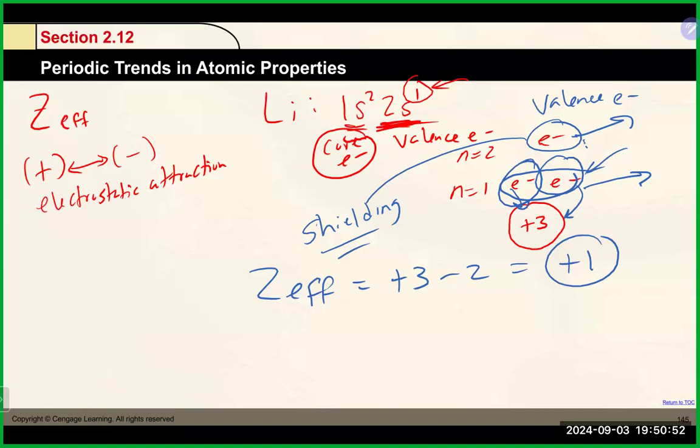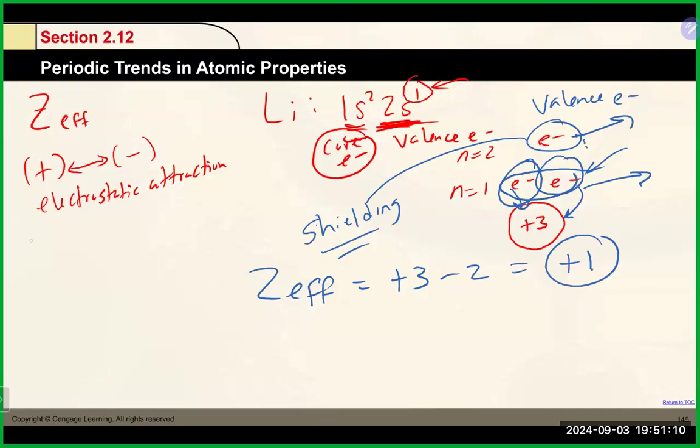As we'll talk about, and probably have mentioned already, that is why valence electrons are the ones involved in bonding. They're not held as tightly because of this effective nuclear charge, which allows them to be removed a little bit easier. Any questions on that?